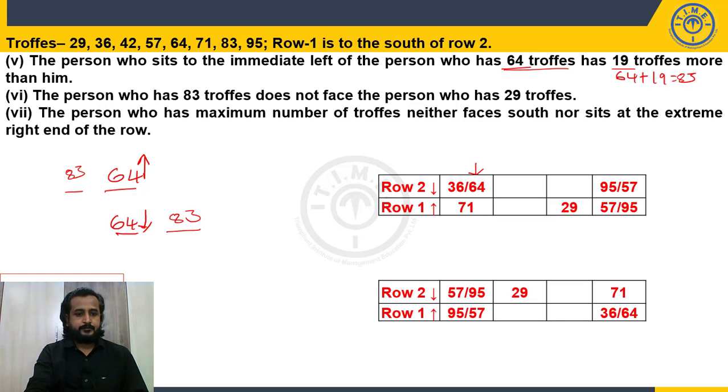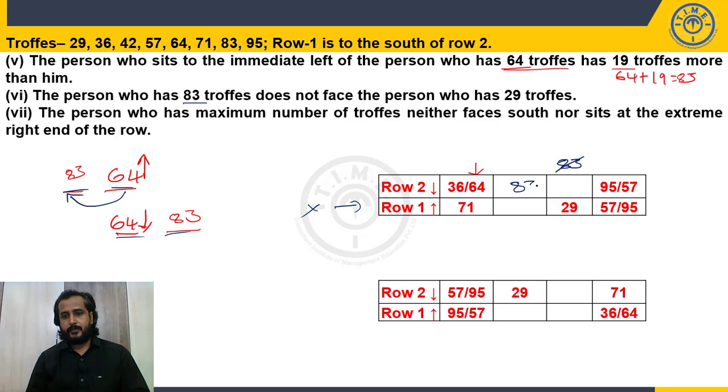Okay. Now what is given next? The person who has 83 trophies does not face 29. So it cannot be 83 there. So where can I take 83, 64 adjacent? In any case, 83 and 64 have to be adjacent first of all, and 83 is immediate left of 64. Now can you take it in row 1 here? No. I cannot take 83 here. If I take 83 adjacent, I need to take 64. Not possible. So this will be 83, the only possibility. But if it is row 2, 83 here.